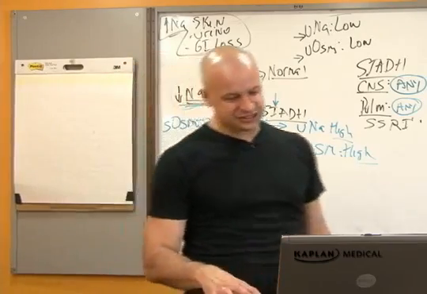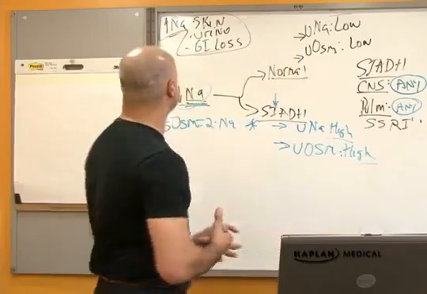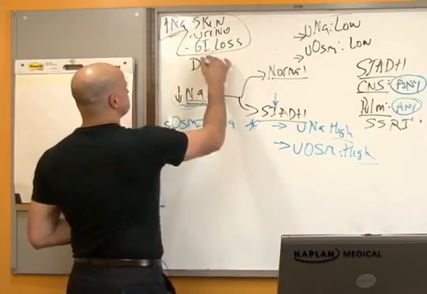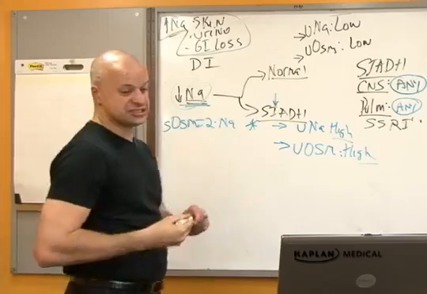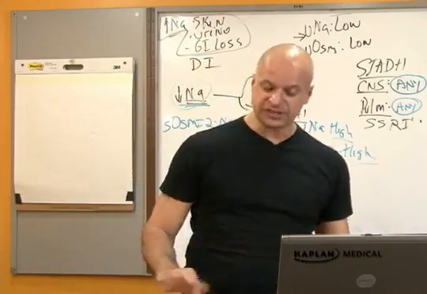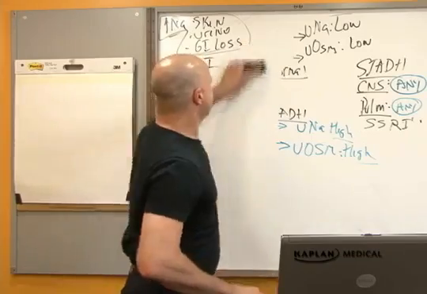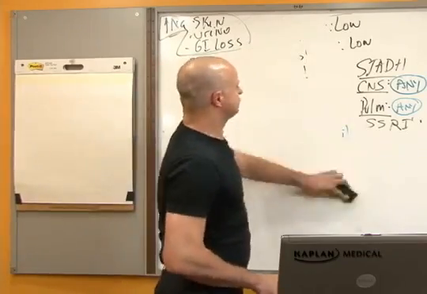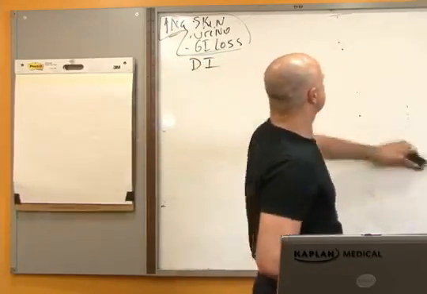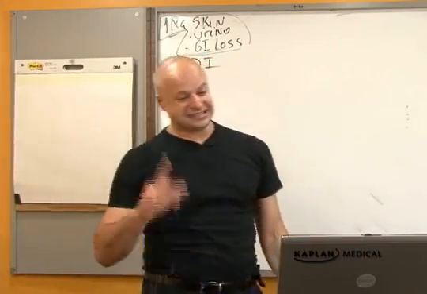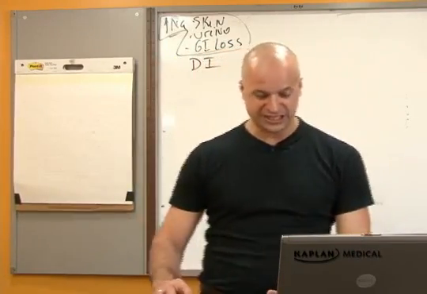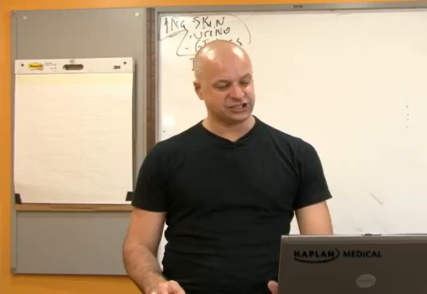Now, in addition to these is diabetes insipidus. And diabetes insipidus is exactly the opposite of SIADH, because you don't have enough ADH.